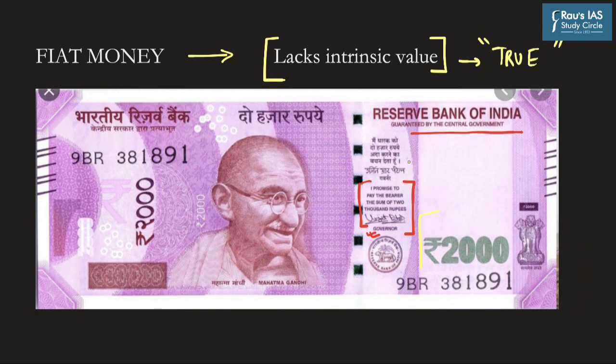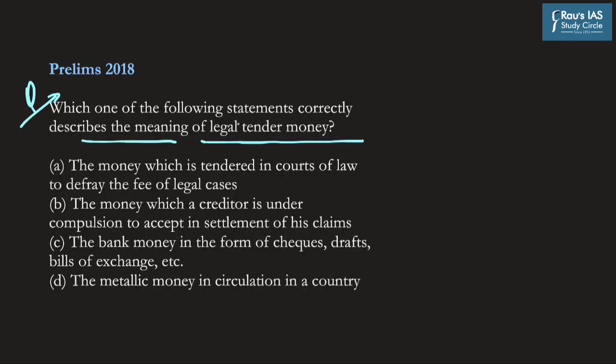Hence, this piece of paper having this guarantee by the central government and promise by the RBI governor can be said to be a legal tender and also fiat money. So let's again go through the question.